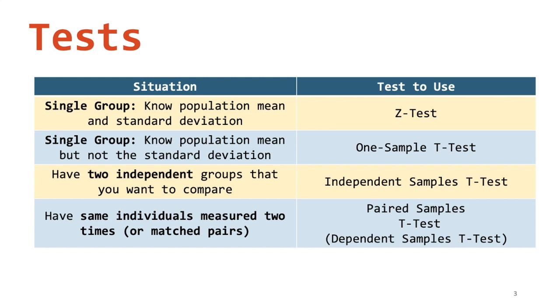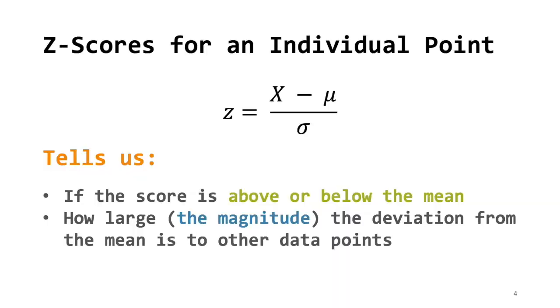We're going to go through each one. With the z-test, we've already talked a bit about that, so we're just going to review. And then we're going to jump into the one sample t. From there, we'll go to independent samples and then paired samples. So first, z-scores for an individual point. This is very unique, it's not the z-test. We're just looking at a single point.